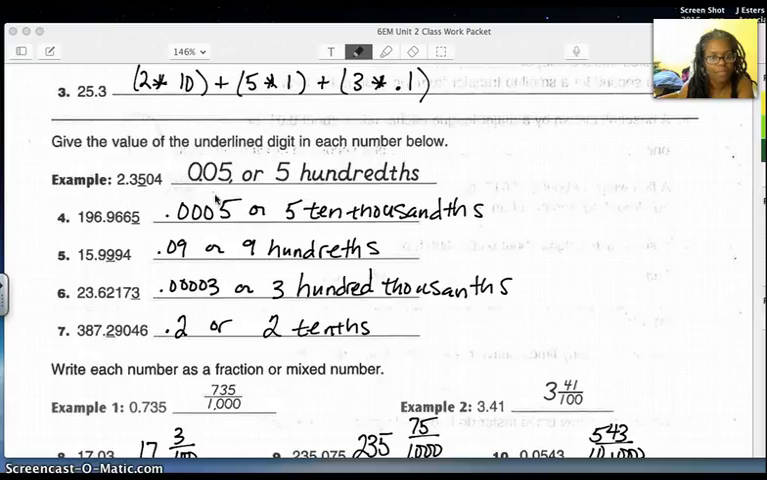So this 5 represents 5 hundredths, which we write as 0.05. This 5 here is in the 10,000ths place, so it represents 5 10,000ths, which we write as 0.0005. This 9 is in the hundredths place, so that's 9 hundredths written this way. This 3 is in the 100,000ths place, and so we write it this way. And finally, this 2 is in the tenths place, so we can write it as 2/10.